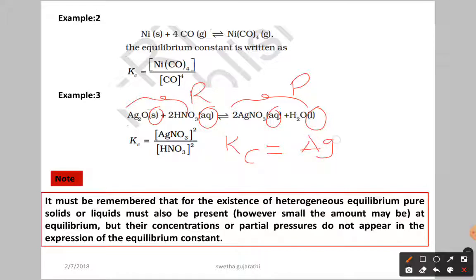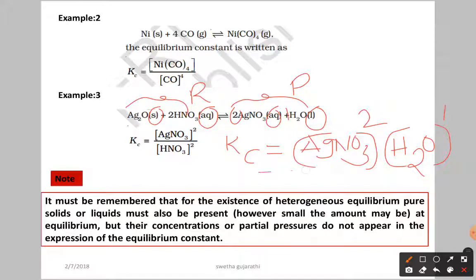Molar concentration of silver nitrate, AgNO3, raised to the power 2. Why? Because the coefficient we have is 2. Next, the molar concentration of H2O. Here we don't have a coefficient, so we simply assume it as 1. Next, divide with the what?